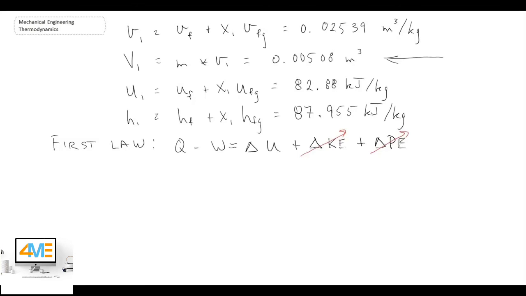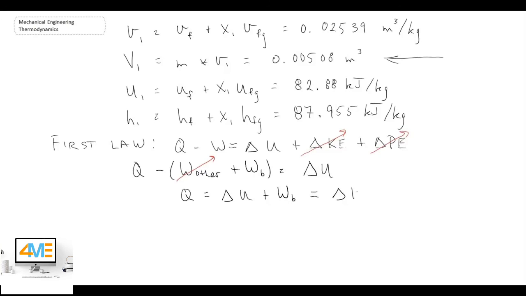The next thing I'm going to do is rewrite the work in terms of, remember we referred to work other plus work boundary. Now, what we can also say is that there is no other form of work. The only form of work taking place is boundary work. Consequently, what we're left with is heat is equal to the change in internal energy plus the boundary work WB. Well, that is also equal to the change in enthalpy. So we're going to call that equation number 1.